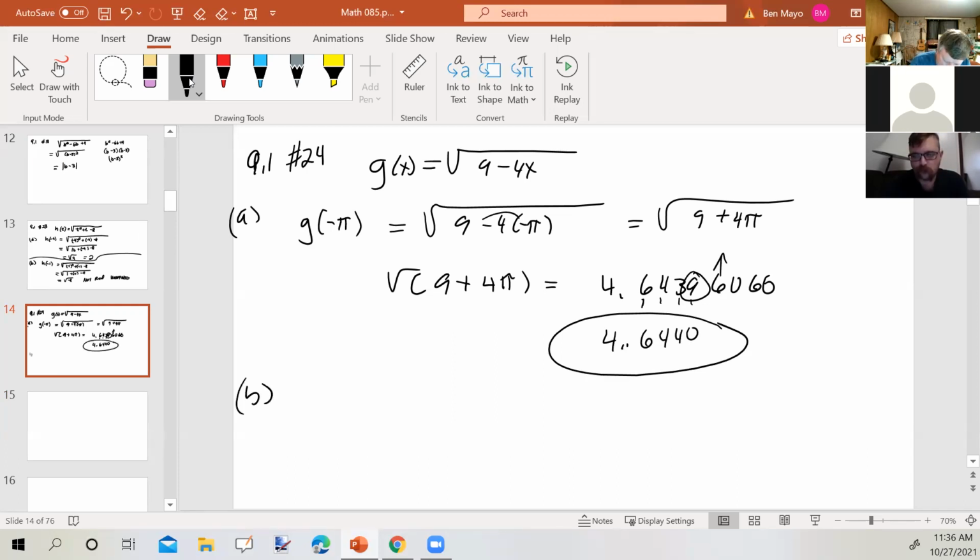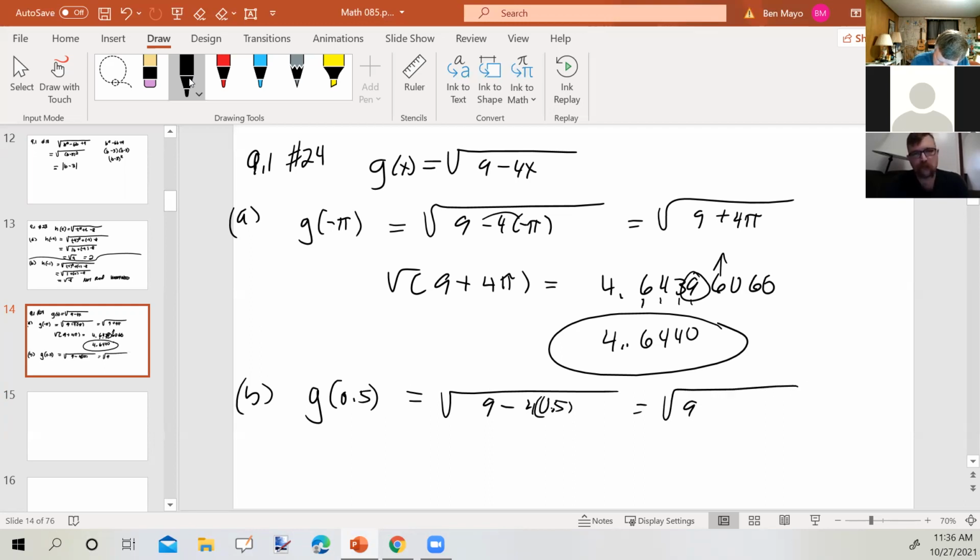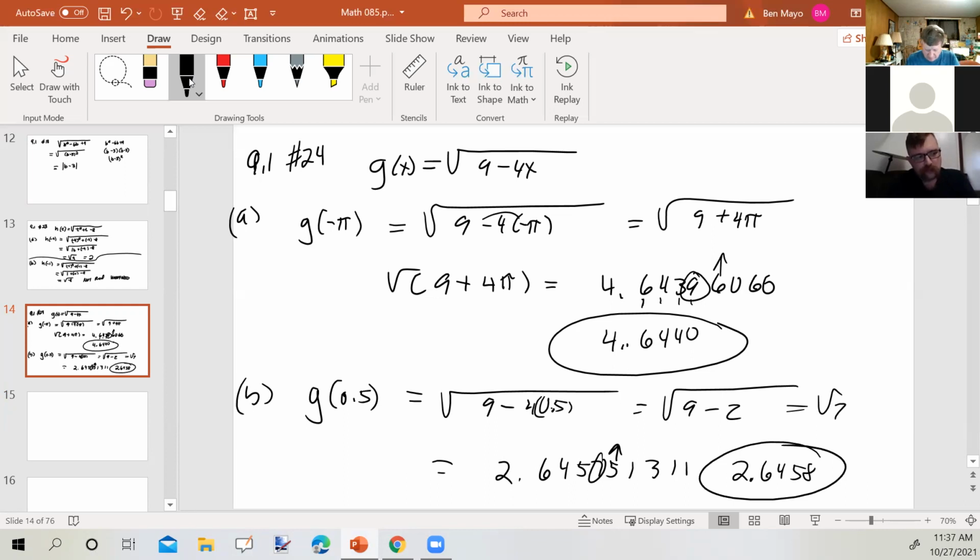All right. Part B says find g of 0.5, which would be 9 minus 4 times 0.5, which is the square root of 9 minus 2, which is the square root of 7. And if we take the square root of 7, we get 2.64575131. The 5 would round up, so 2.6458 would be the second answer.